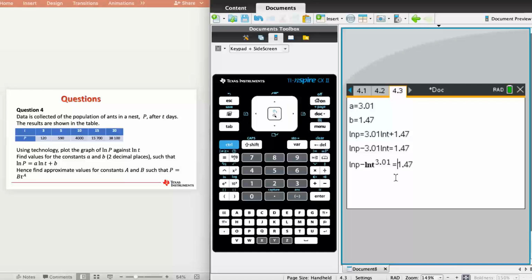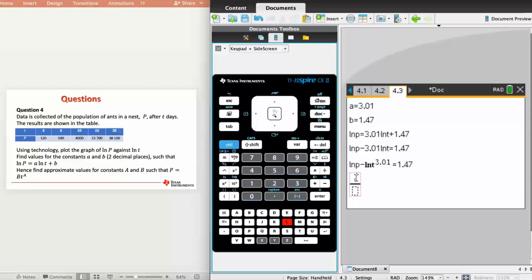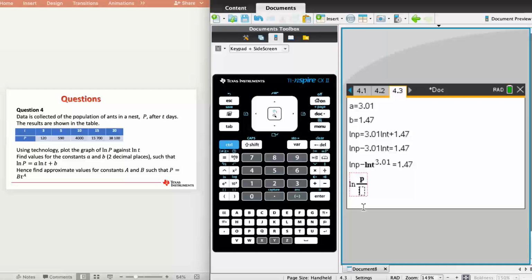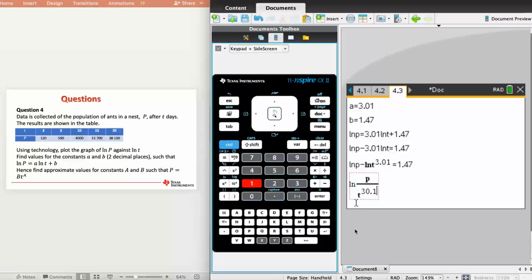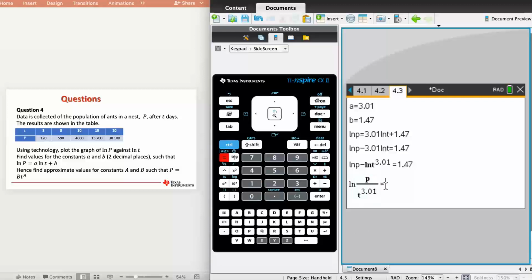Right, so my expression looks like this. The next law of logs that I'm looking at here is, when I subtract logs with the same base, I can divide the numbers, so that gives me ln of p over t to the 3.01, which is equal to 1.47.